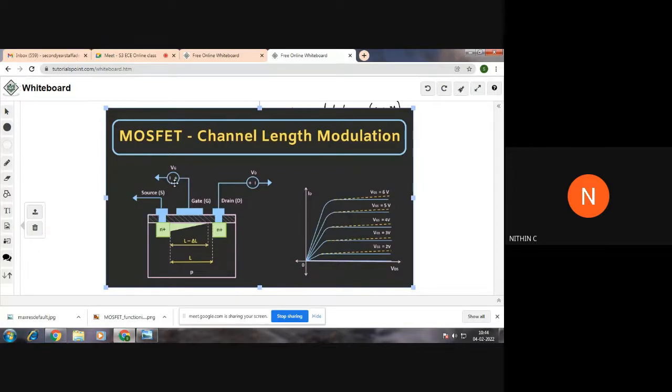So this was a figure of an N MOSFET. You have the N plus regions, then the P substrate, then the oxide layer, then the source, drain, and gate. A positive VGS voltage is applied, and a positive VD voltage is also applied. So what is channel length modulation? You know that when VDS is increased, the depletion region width will extend more into the channel. So what happens then?